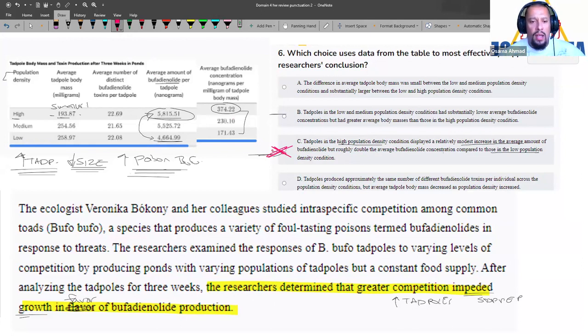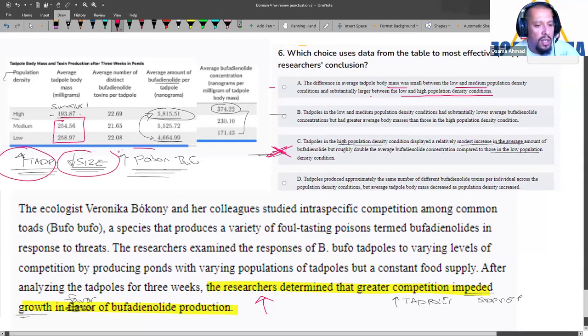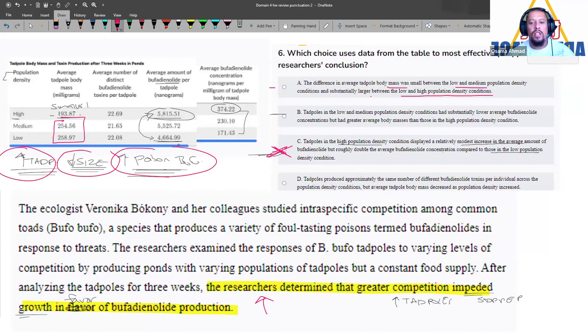That's another issue. Okay, now Noor tells me answer A. The difference in average tadpole body mass was small between the low and the medium population density conditions, and substantially larger between the low and high population density. Okay, but how does this support the conclusion, Mr. Noor? The conclusion is these three things. Increased density, decreases size, increases poison.